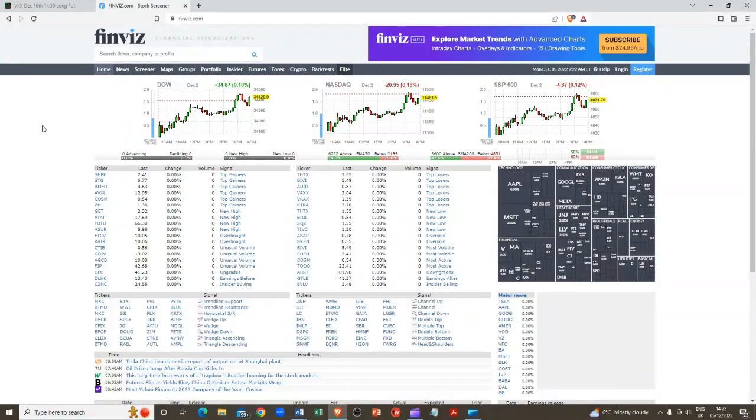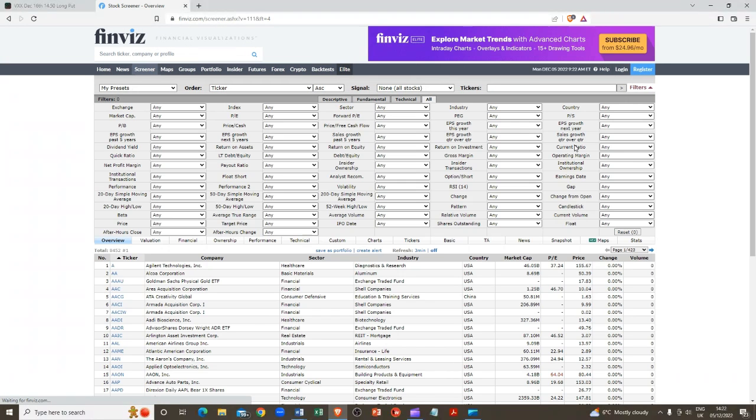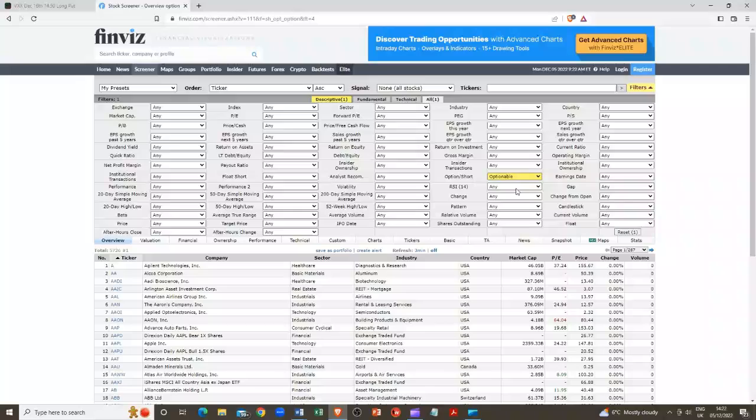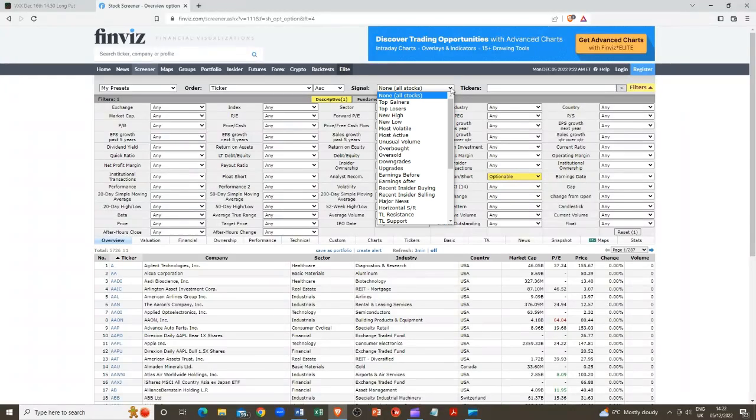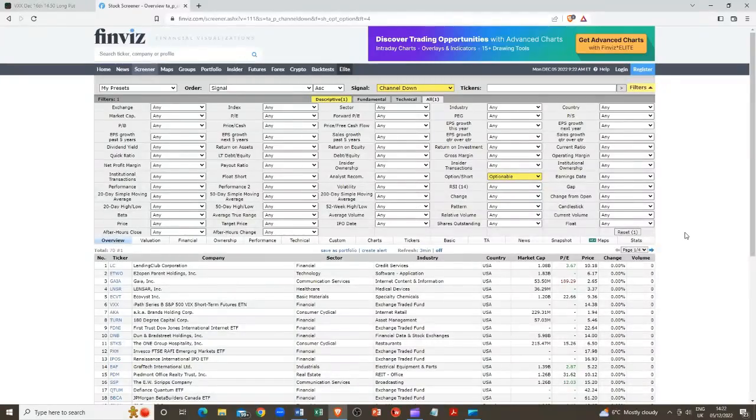If you've been on this channel for long, you will recognize that one of our favorite websites for finding stocks to trade on is finviz.com. So you go to finviz.com, you click on the screener tab, and you select the all sub tab. Of course, we want to look for stocks that we can trade options on. So in the drop down menu for options short, we click on optionable. And the idea here is to look for bearish trending stocks. So you click on the signal drop down, and what you want to do is select the channel down option.